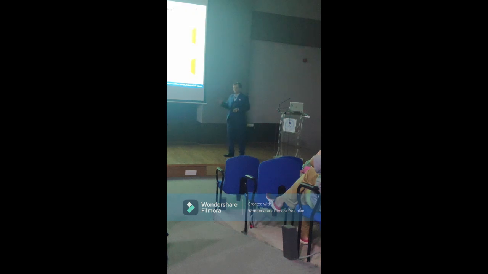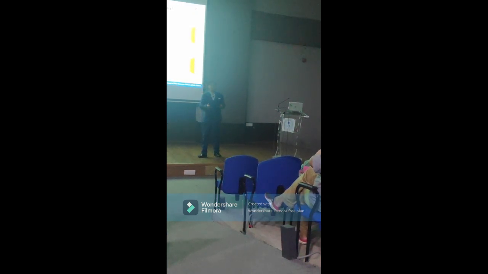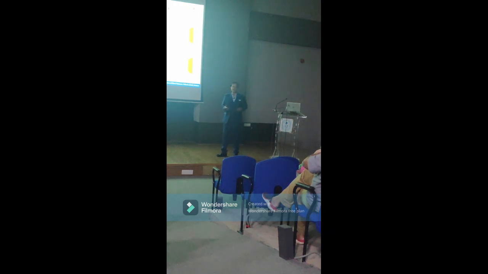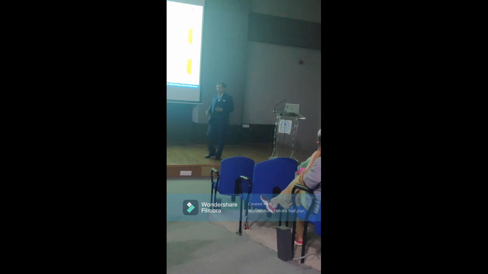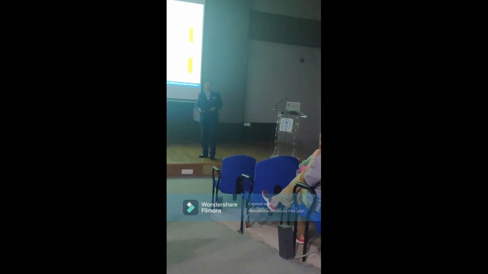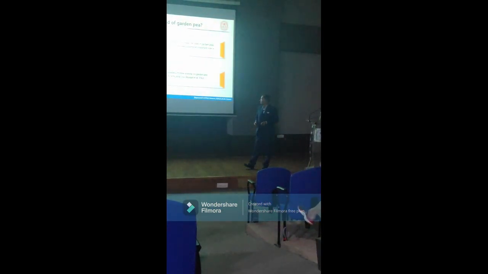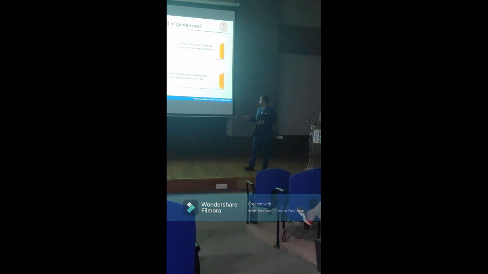The data clearly states that we are increasing the area and the production, but when we come to the yield, there is no increment. So what is the reason behind that? The reason is biotic and abiotic factors, which cause a decrement in the production of garden pea. Among the biotic factors, especially the biotic fungus named Erysiphe pisi is known to cause 25% to 50% loss to the global production of garden pea.